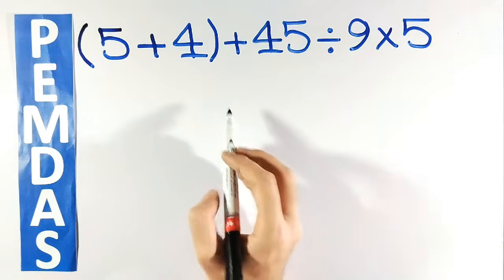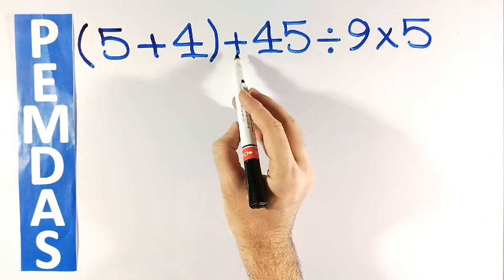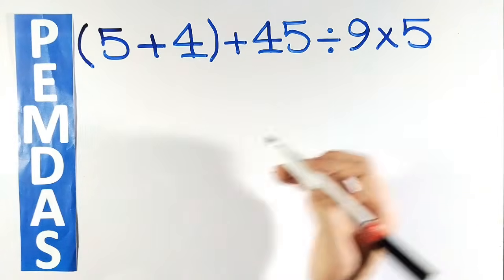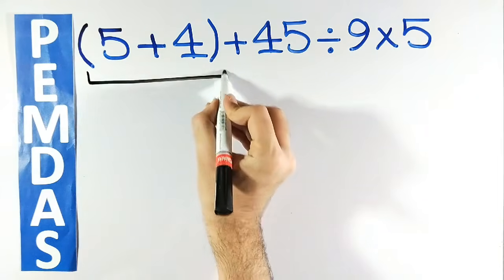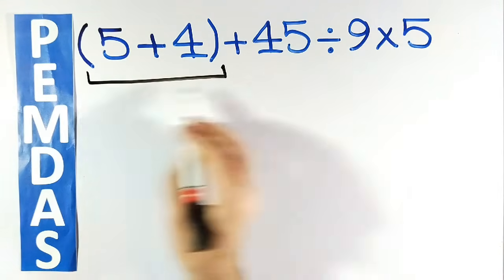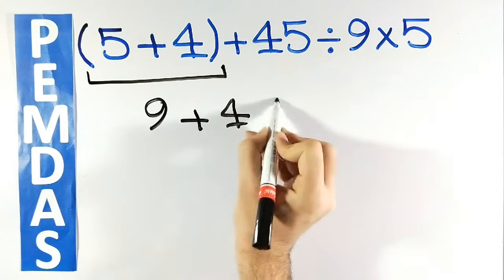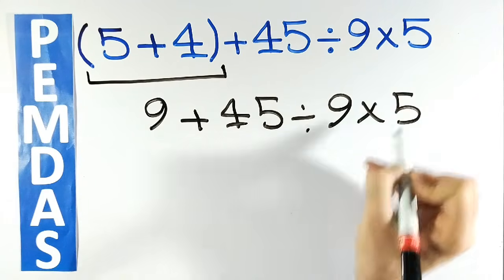As you can see on the screen, in this expression, first we have parentheses, then an addition sign, followed by a division, and finally a multiplication. According to the PEMDAS rule, first we go for the expression inside the parentheses, and instead of this expression, we can write 9 plus 45 divided by 9 multiplied by 5.